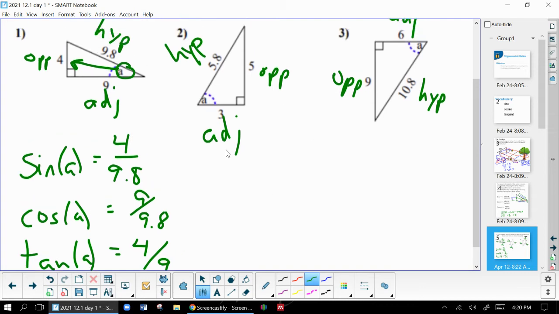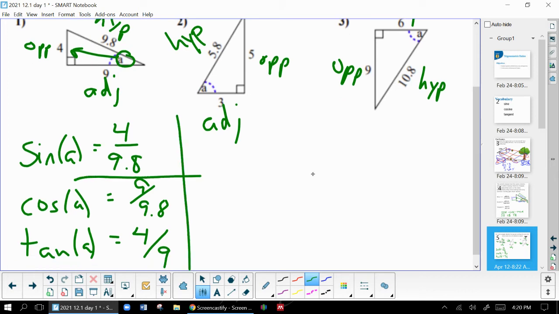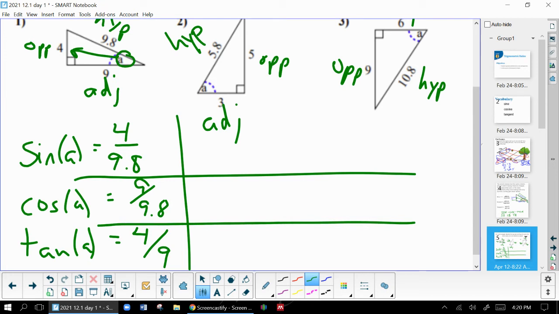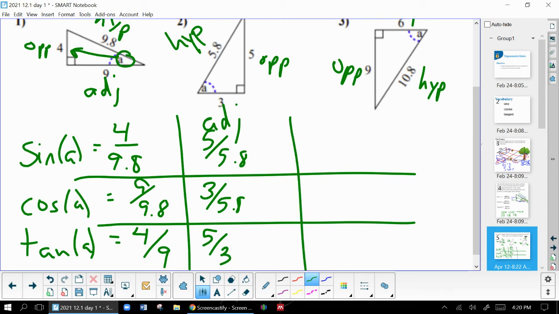Okay. Next up, I want you to try those other two, pause the video, try those, and then come back and we'll go over them. Okay. So for these last ones here, the sine for A in this one is going to be 5 over 5.8. Cosine is 3 over 5.8. And the tangent is going to be 5 over 3. And then this last one, the sine is going to be 9 over 10.8. Cosine is 6 over 10.8. And tangent is going to be 9 over 6.